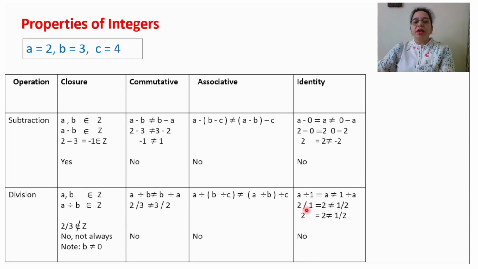Come to the identity element here. 2 divided by 1 will give you 2, but 1 divided by 2 will be 1 by 2. So again your answers are not the same. So we cannot observe identity element in division of integers. So we can say that subtraction holds only closure property. Subtraction of integers holds only closure property. Division of integers may or may not hold closure property.